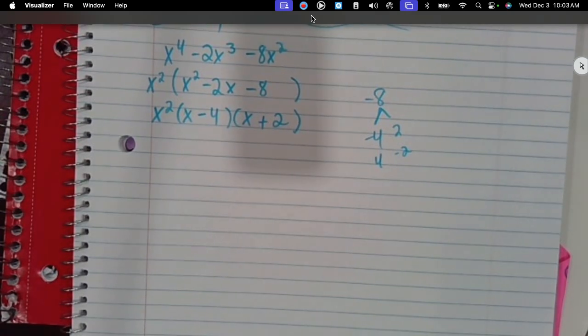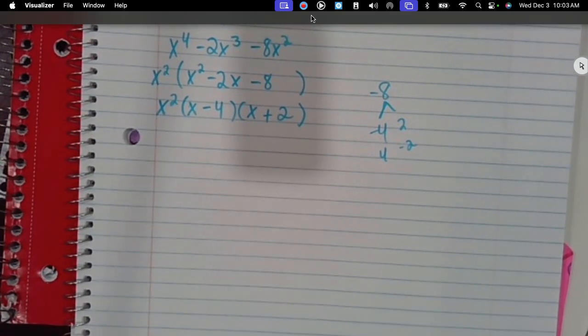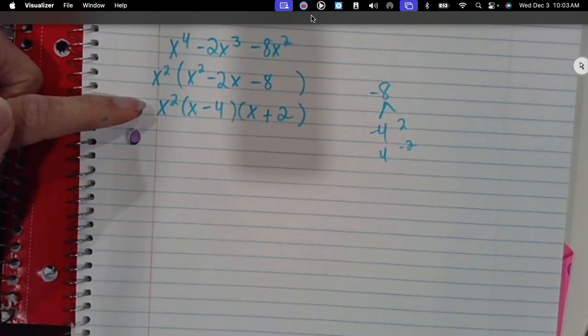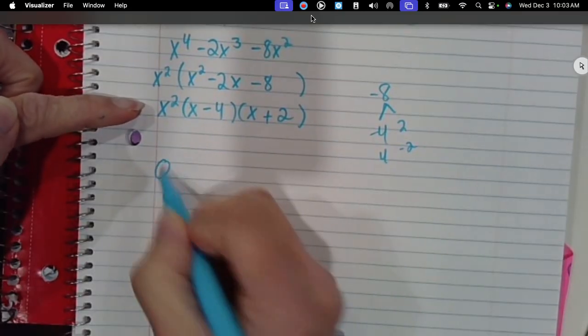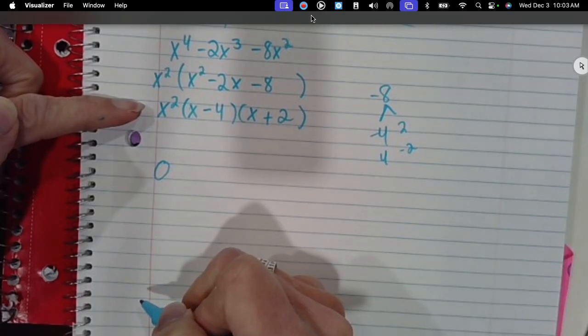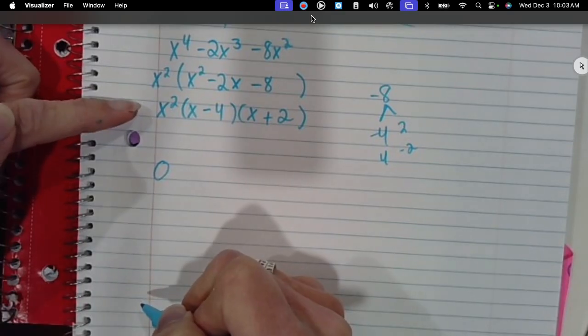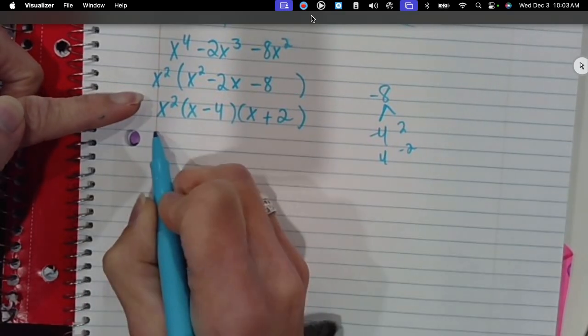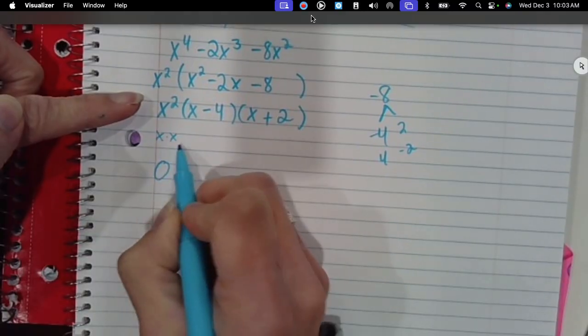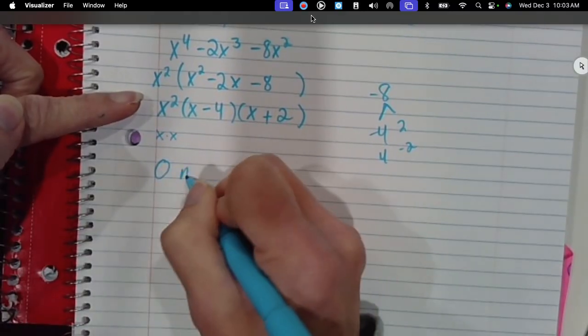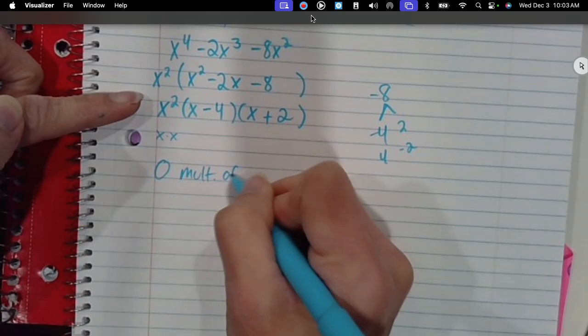But now it's saying, hey, what are the zeros? Root solutions. What are the zeros? And what's their multiplicity? Okay, so let's list the zeros. Anytime it's an x, it's 0. How many of those are there? There are 2. That's a multiplicity of 2. Why? Because that's actually an x and an x. So 0, and it has a multiplicity of 2.